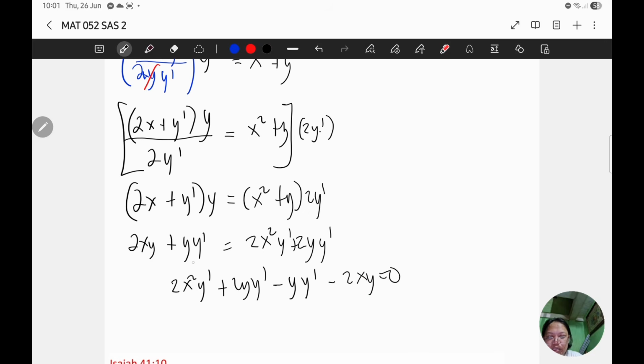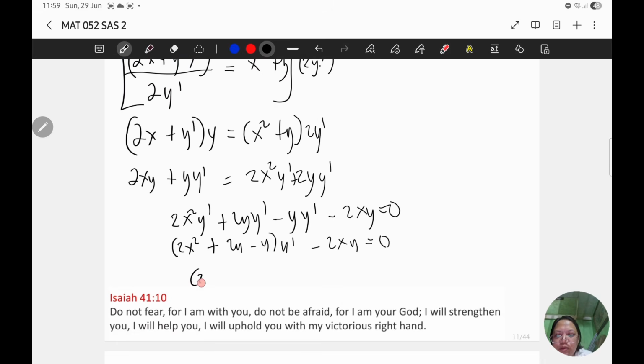Then get the common. The common for these three terms is y prime, right? So put the common outside the three terms. So 2y minus y, then times y prime minus 2xy equal to 0. Then 2y minus y is y only. So we will get 2x squared plus y prime minus 2xy equal to 0. So this is our solution.